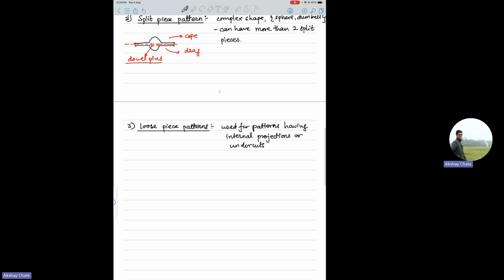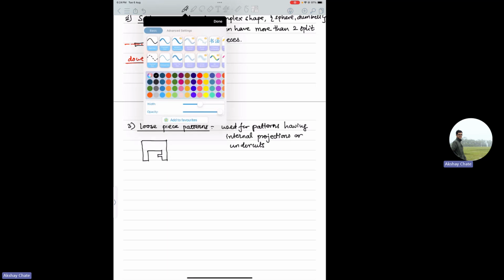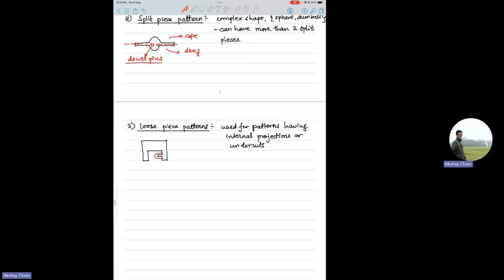For example, something like this. You want to make something like this. This part is the headache. Let me just highlight it. Because if that part is not there, it is a simple pattern, right? But for making the pattern for this, you make the bigger one separately and the smaller one separately. This is the loose piece that you have to put in. Once you ram the sand, you remove the big pattern, and then slowly you remove the loose piece using a lifter. There is one instrument called a lifter, and then you get the pattern.